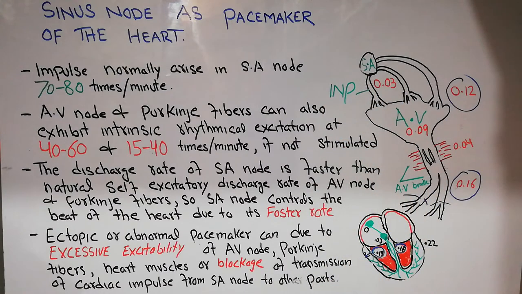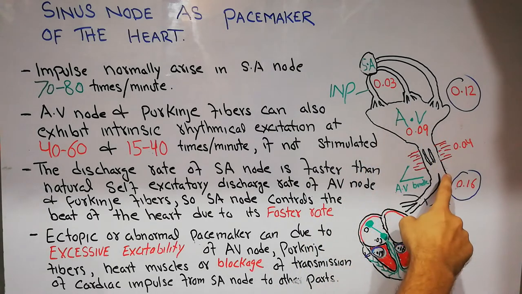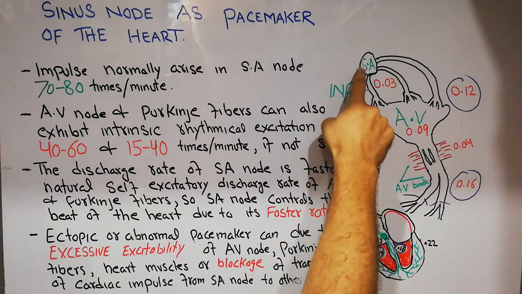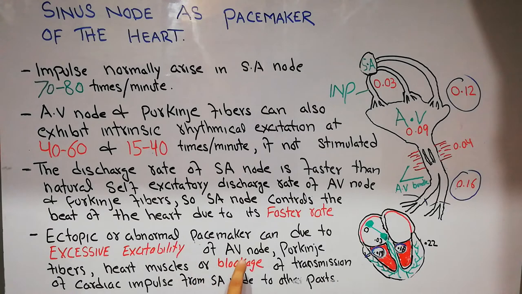That is, more than normal activity in the AV node, the Purkinje fiber, or the heart muscle. If there is more activity, with a speed more than that of the SA node, then that part, either the AV node or the Purkinje fiber or the heart muscle itself, can act as the pacemaker, but that pacemaker will be ectopic. That will not cause normal pumping of the heart. The pumping of the heart will be abnormal in those circumstances.